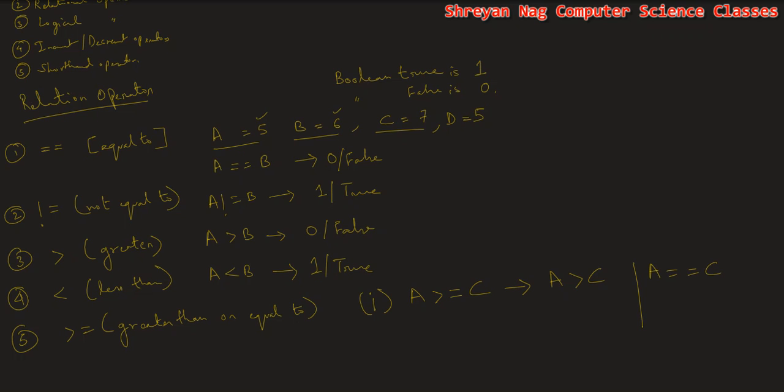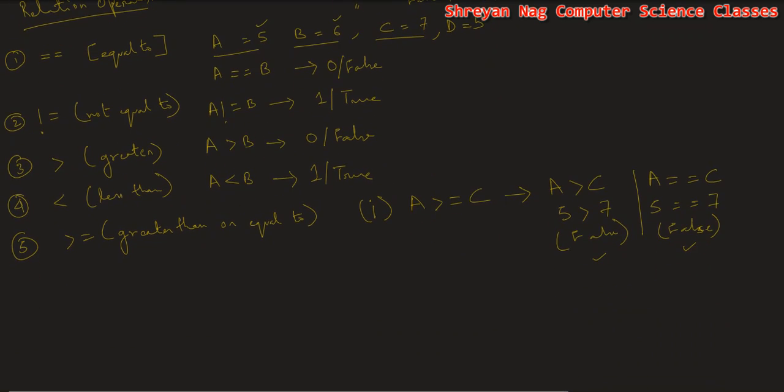In both cases we see that A holds a value of 5 and C holds a value of 7. Definitely 5 is not greater than 7, so the answer is false. And here also 5 is not equal to 7, so the answer will again be false. So the ultimate value is true if any one of the conditions is true. Now let us take another example.